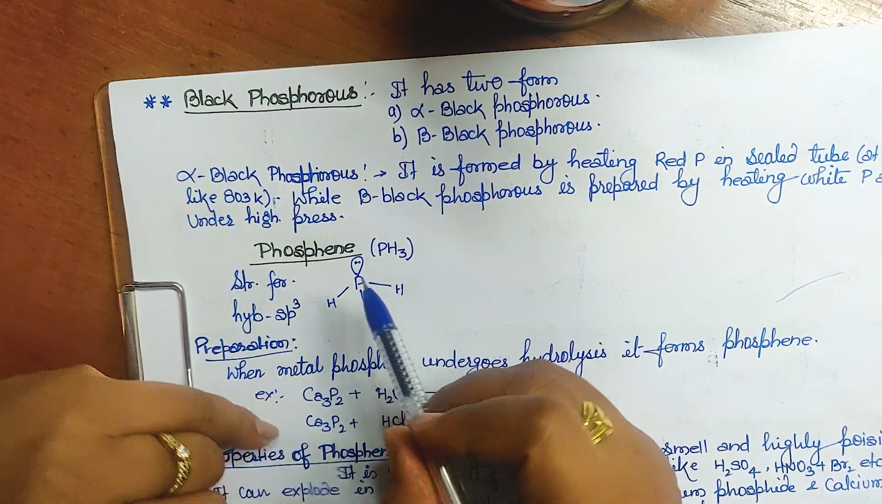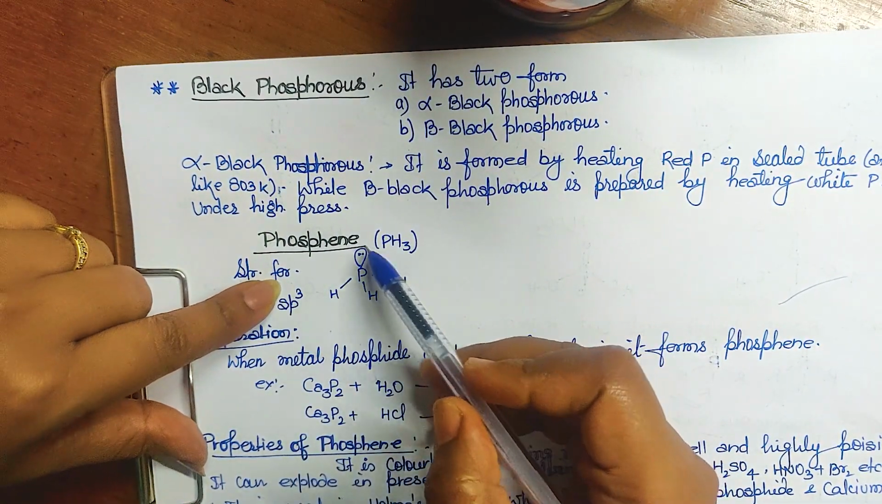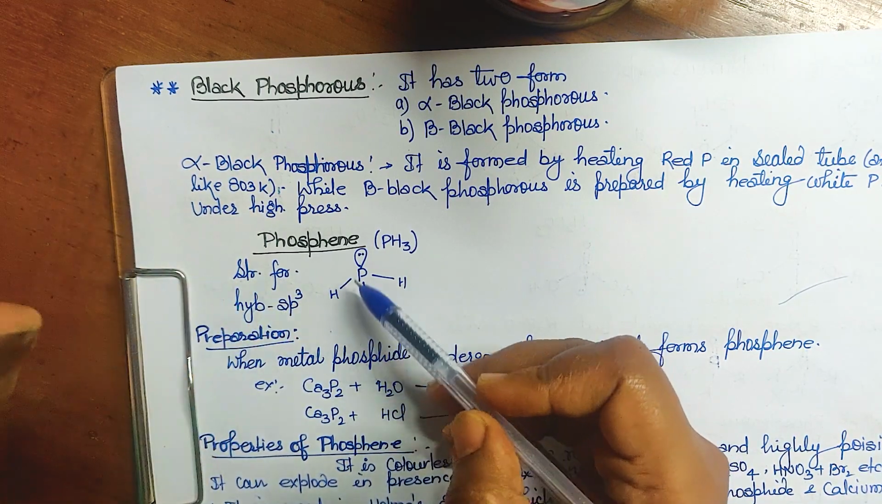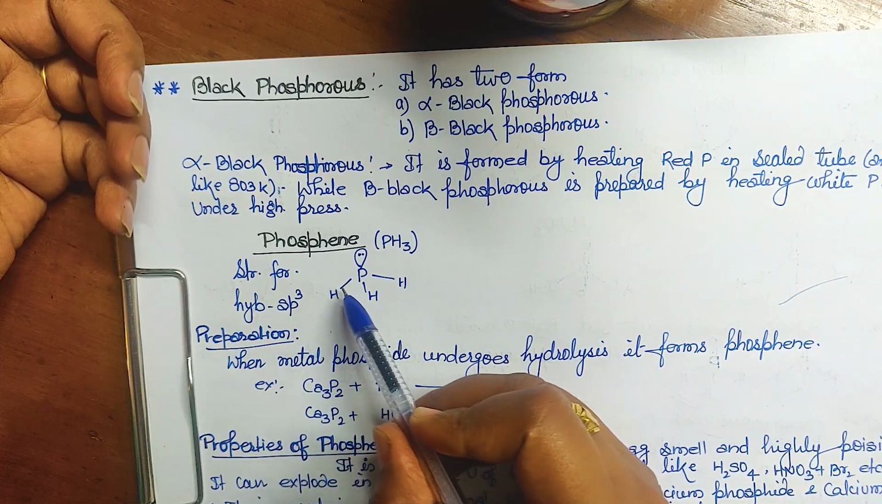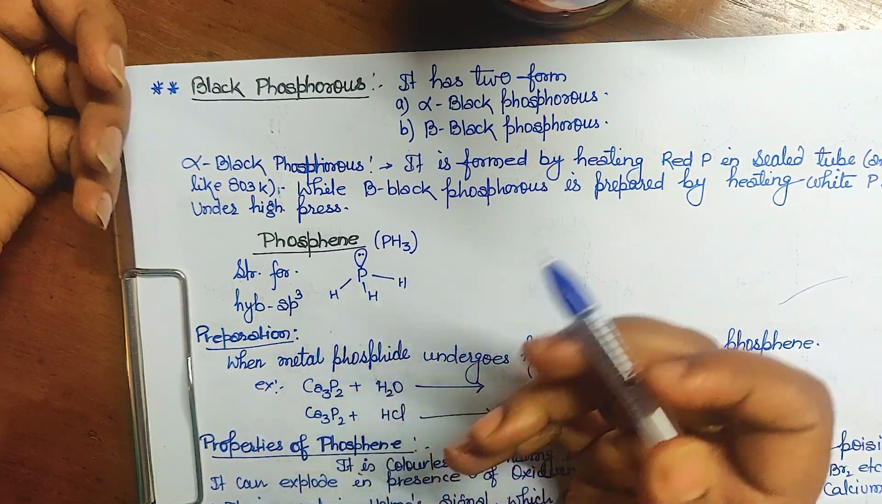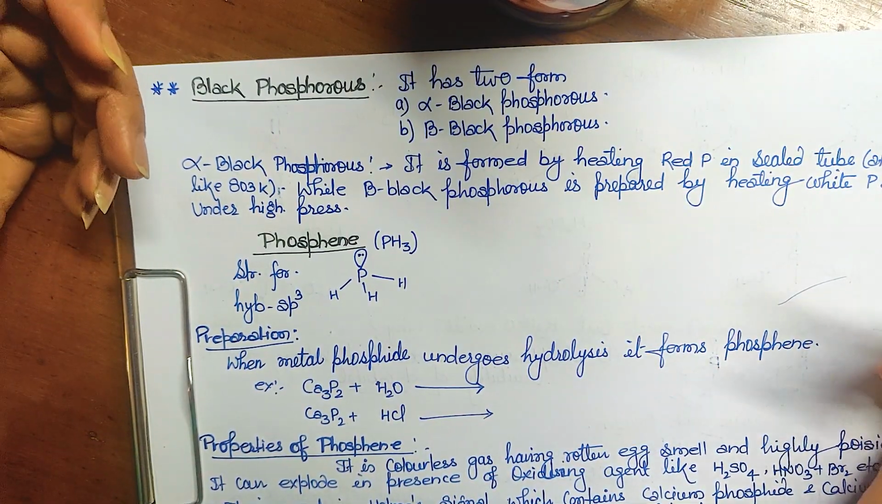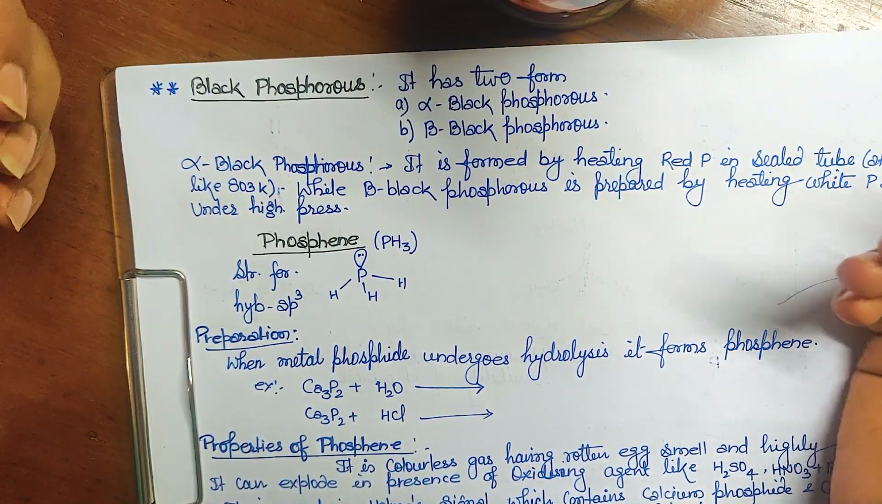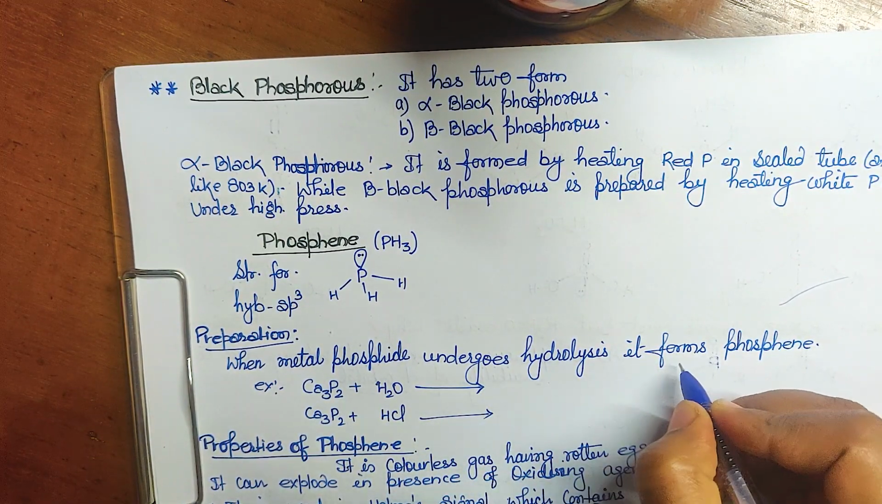So phosphine, the formula of phosphine is PH3, and this is the structural formula. We have to draw it like ammonia, and the hybridization will be sp3, because we know that it has 1, 2, 3 bond pairs and 1 lone pair, including this it will give you sp3.